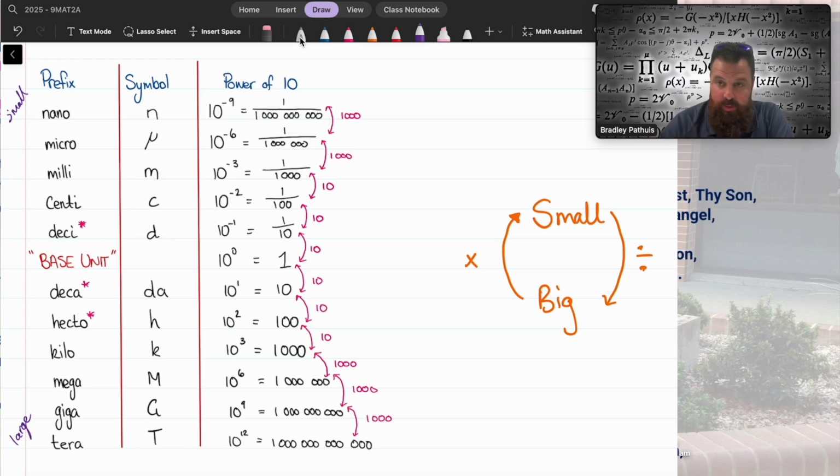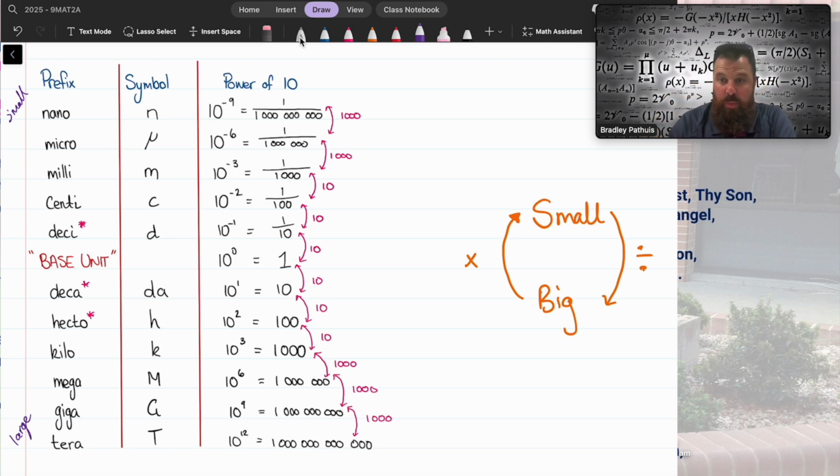We can see up the top there from nano to micro, it goes from 10 to the power of minus 9 to 10 to the power of minus 6. And that's a change in 1,000. 10 to the power of minus 6 for micro down to milli. Again, that's a change in 1,000. And I've got it listed there in pink, the change in each step.